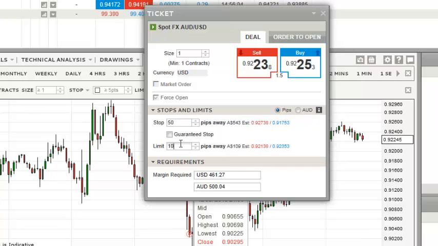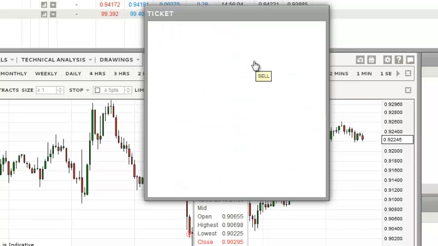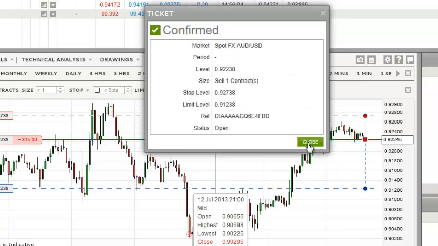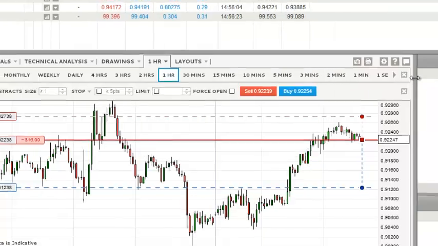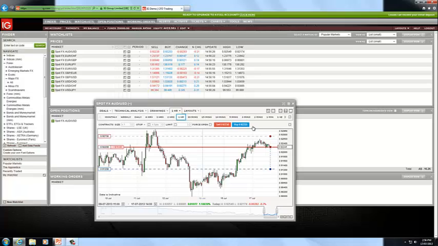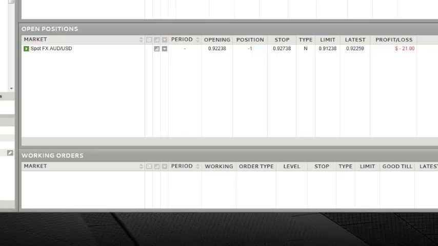We'll then put in a limit of 100, which is 100 points towards your target. This then tells you that you have a margin of 461 required to execute the trade. We'll then press sell to initiate the trade, upon which the trade will appear in your open positions. As we can see, the trade is already down $20 upon opening it, and this is mainly due to the fact that you trade currencies with a spread.